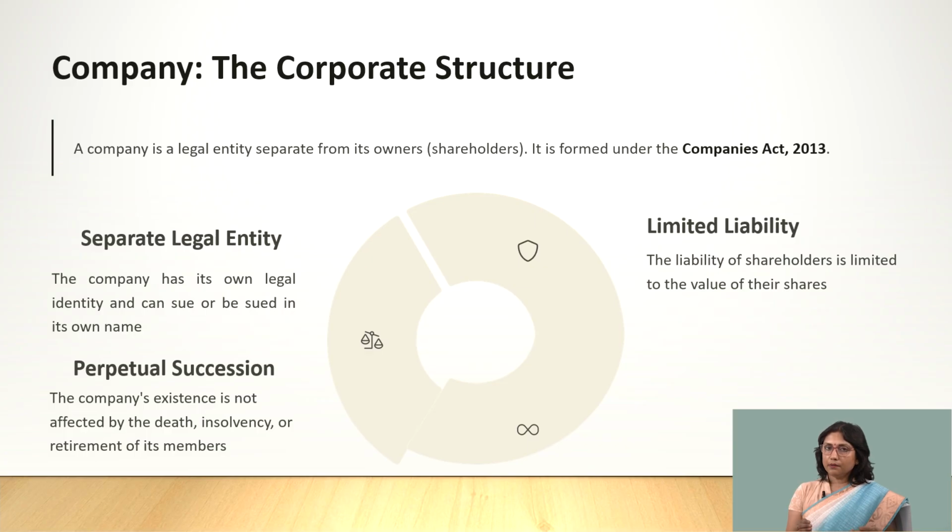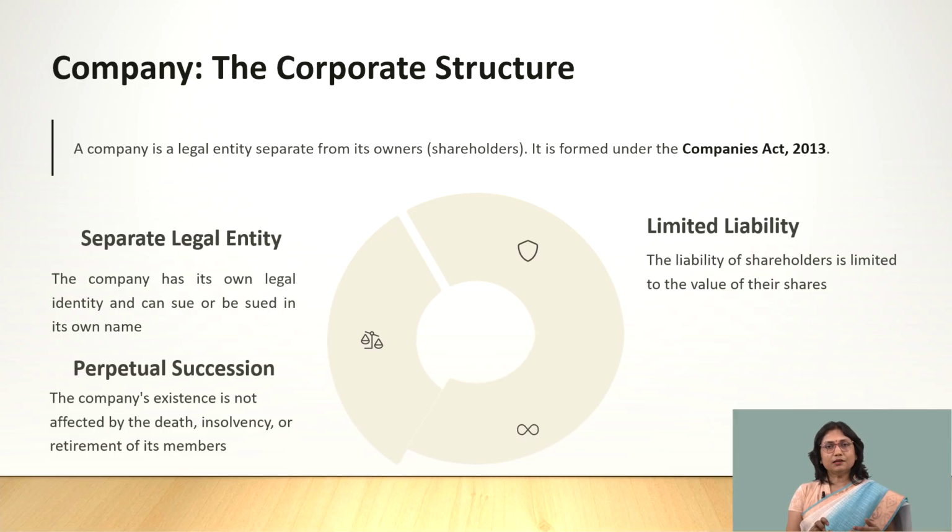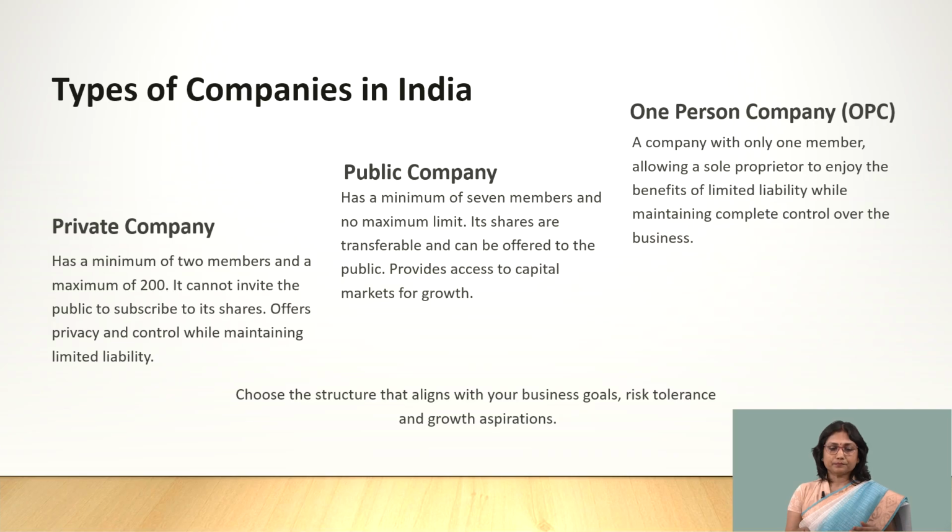So in case of any loss happening to the organization, the maximum loss members will bear is up to their contribution. So normally it is the value of the share that they are going to lose, otherwise nobody is going to ask from their personal sources. So that is the very important feature related to the company, that is limited liability.